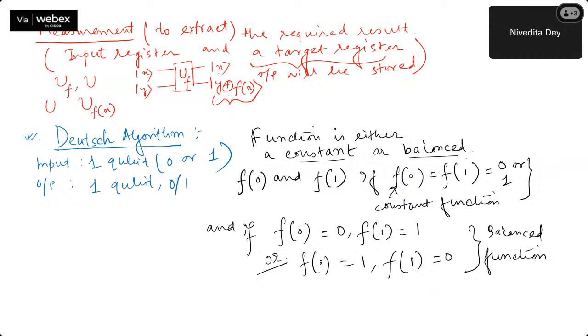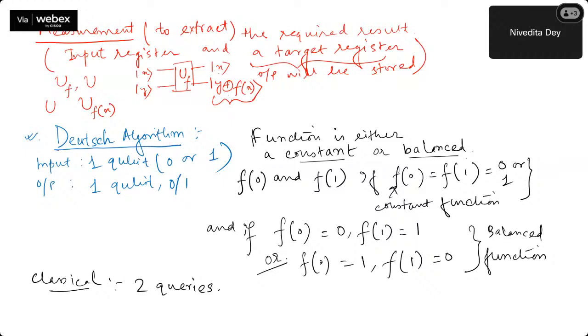Now, the claim is that classical computation requires 2 queries. Why 2 queries? Very simple. If you want to say whether f is balanced or constant, let us check. First you will calculate f0, and then you will calculate f1. Calculating f0 is query number 1, then calculating f1 is the second query. If you get the same value, say 0, we will call it a constant function. If you get the f1 value to be 1, you will call it a balanced function. So for classical, in the best case, you need 2 queries.